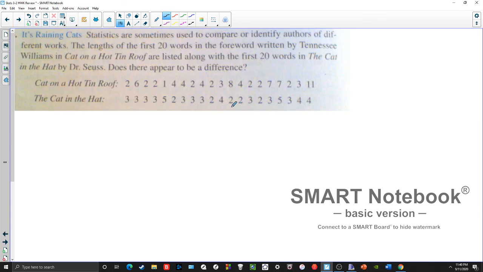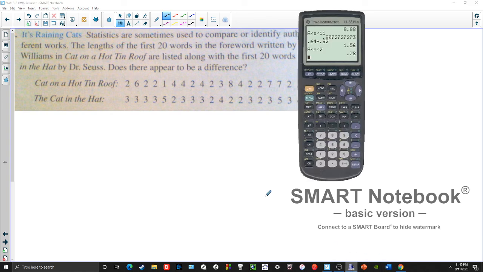All right, so this one here, this is number 13, got cut off there. So these are the lengths of words. These are the first 20 words in Cat on a Hot Tin Roof, and these are the first 20 words in The Cat in the Hat. Once again, they want us to find the mean and the median, not the mid-range, and then compare.